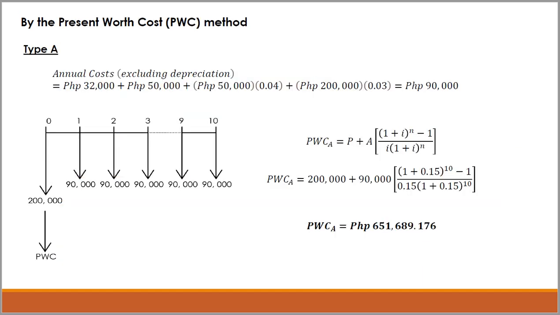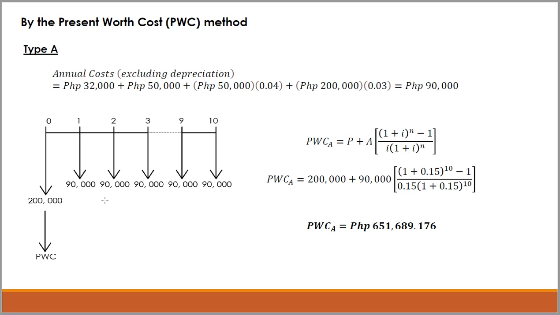Next method is the present worth of all cost method, the present worth cost method. In the present worth of all cost method, or the PWC method, we are now going to compute for the present worth of all costs. So we have the initial cost plus the annual operations and maintenance cost. We convert all of that into its equivalent present worth or present cost, and we compare the two present costs, no?